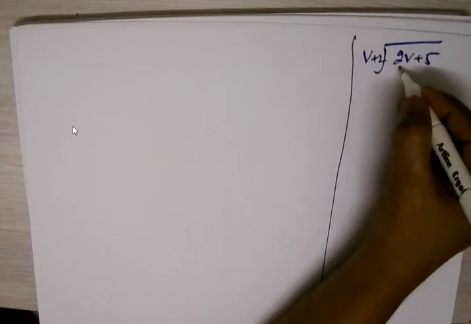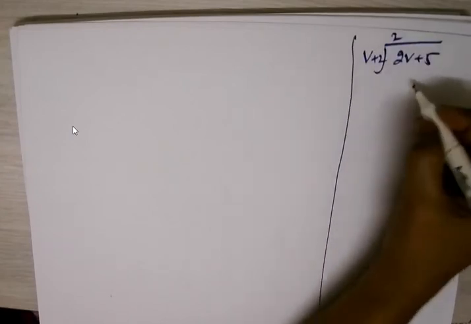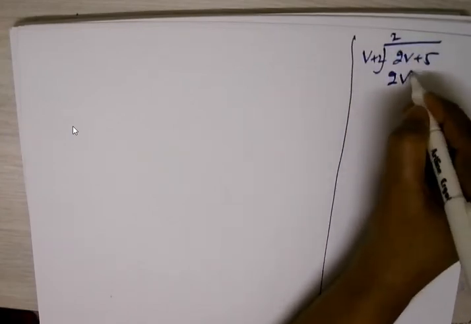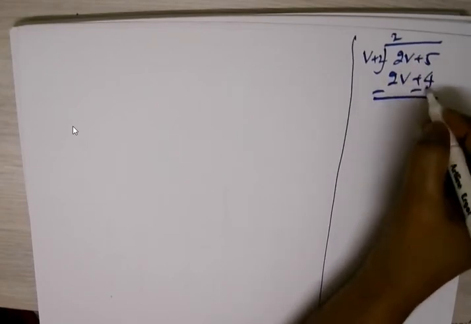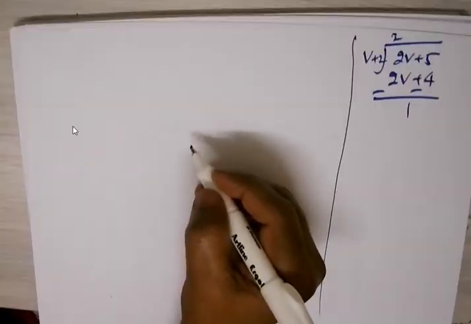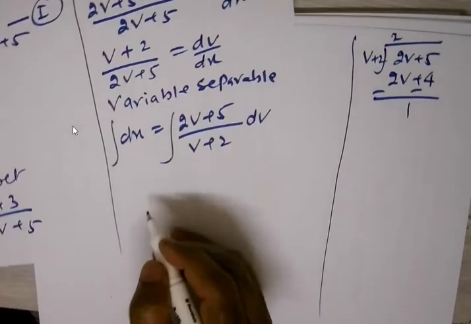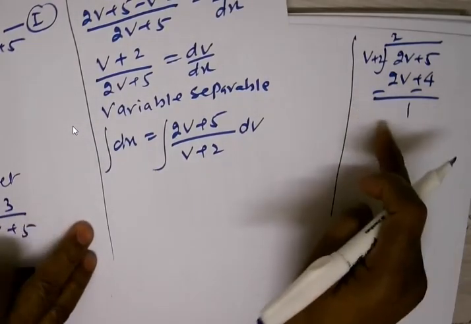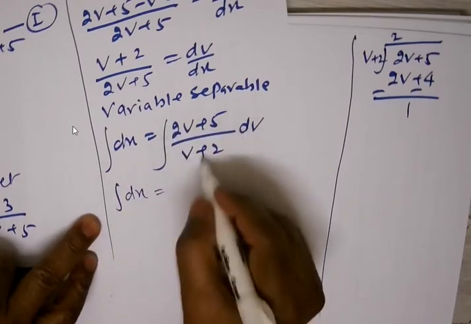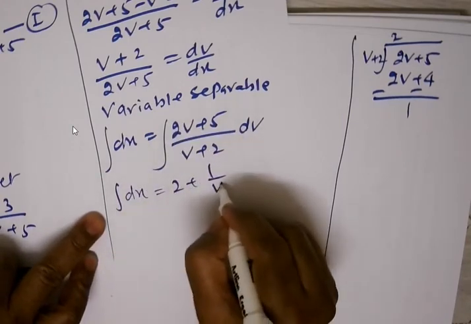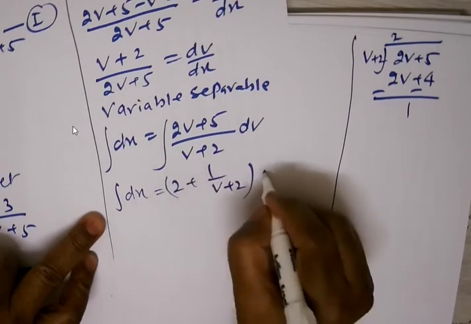So what we need here is 2. So what you have to do, just multiply by 2 here. So it is coming 2v plus 4. Now simplify it. So this cancels, 5 minus 4 is 1. So what is that one? So this one means, by using this concept, this one, dx integration is equal to division of that one, which is 2 plus 1 divided by v plus 2 into dv.